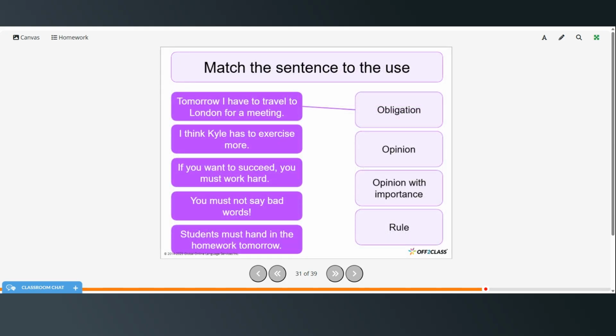All right, so match the sentence to its use. Tomorrow I have to travel to London for a meeting. That's an obligation. I think Kyle has to exercise more. That would be an opinion. If you want to succeed, you must study hard. That's an opinion with importance. You must not say bad words. That's a rule. And students must hand in the homework tomorrow. That would be a rule.